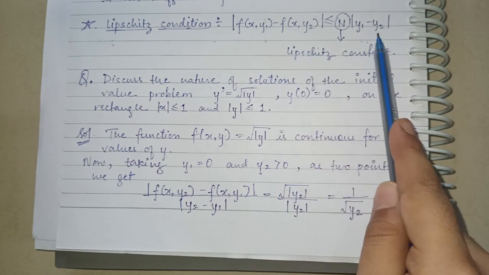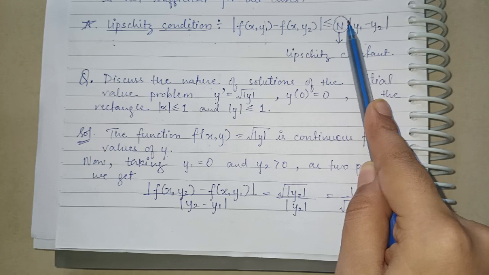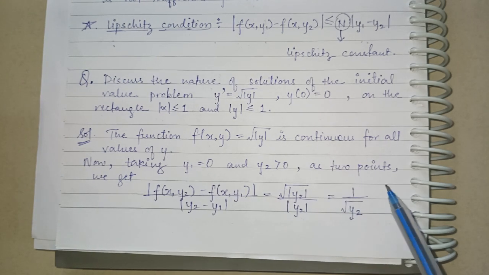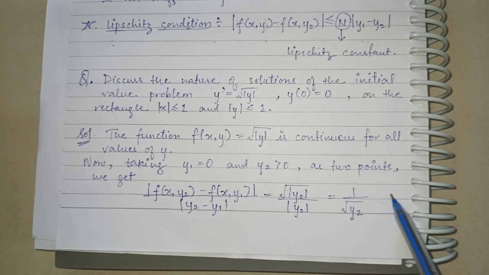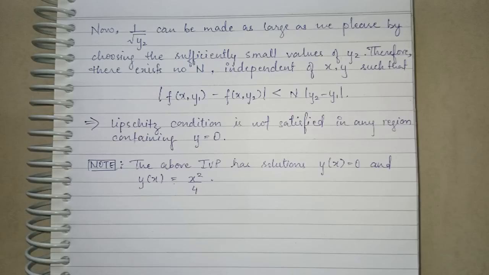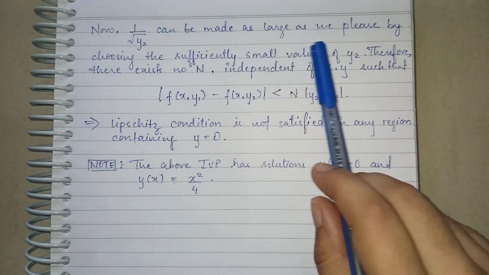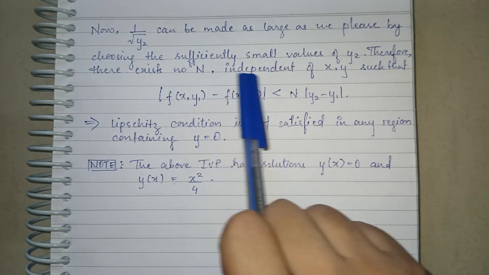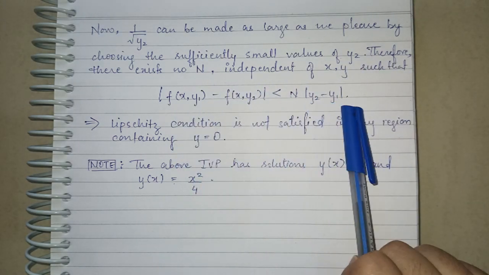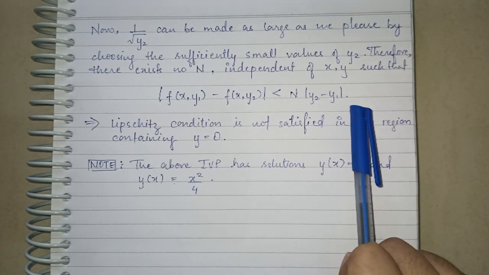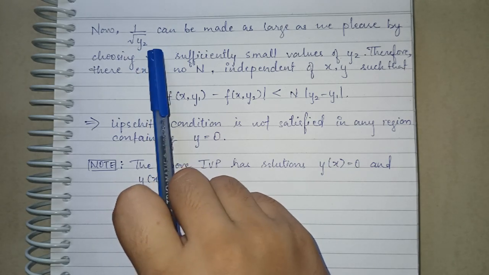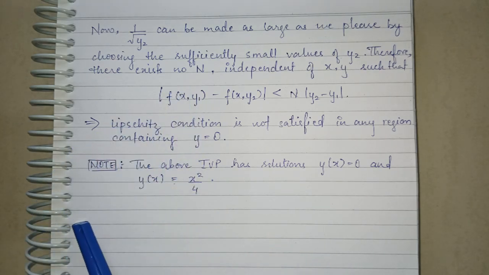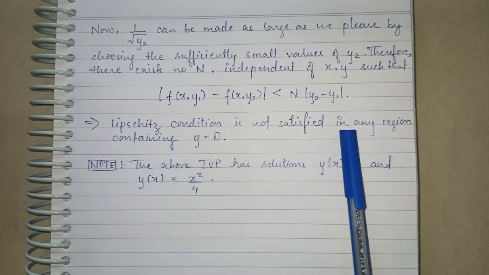Now we have to make this over this less than or equal to some N, the Lipschitz constant. This over this comes out to be 1 over root y2, and we have to make this less than or equal to some N. You know that this term can be made as large as we please by choosing sufficiently small values of y2. Therefore, there exists no N independent of x and y such that the Lipschitz condition gets satisfied. We cannot find any N that is greater than or equal to this term, and that N should be independent of x and y. That means the Lipschitz condition is not satisfied in this case.